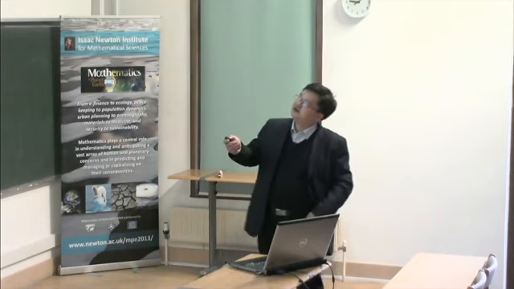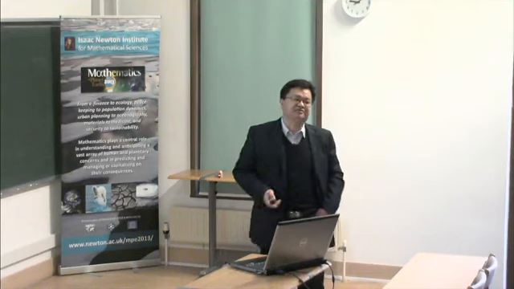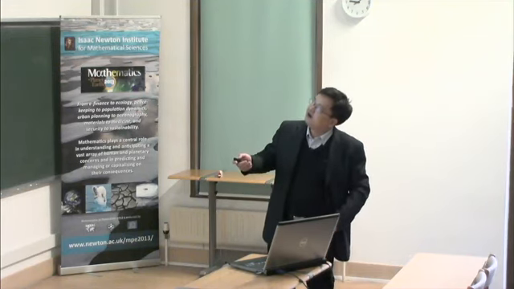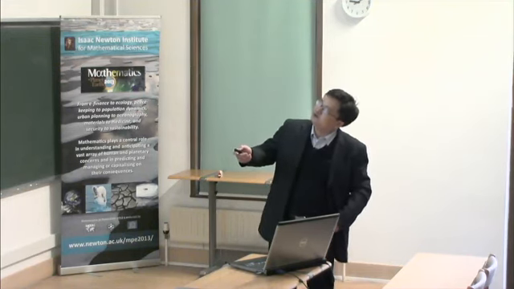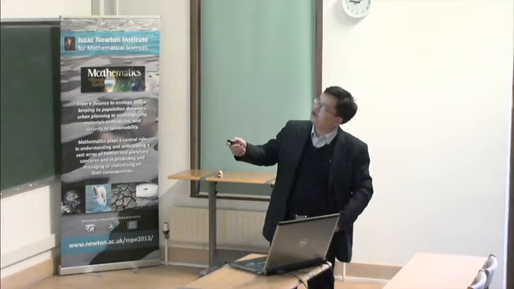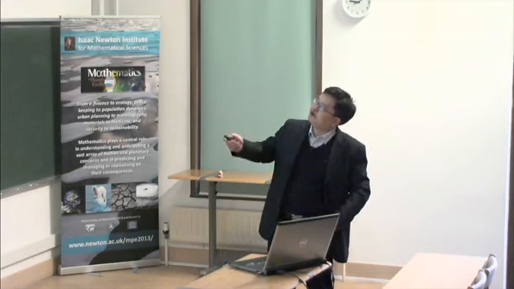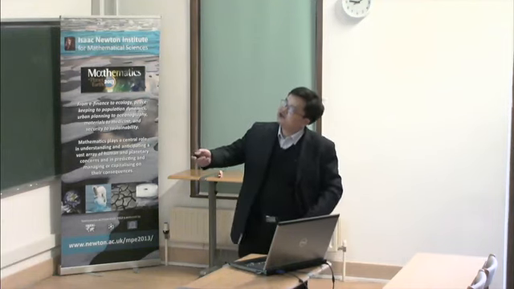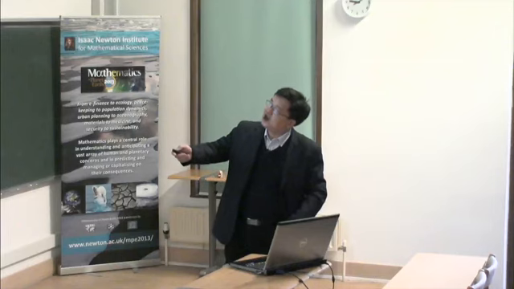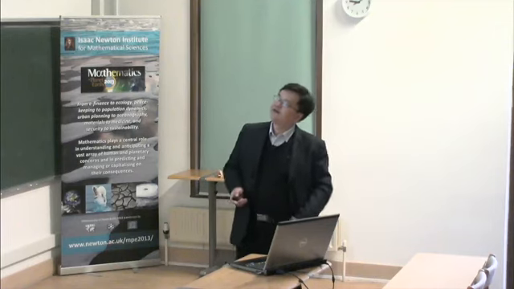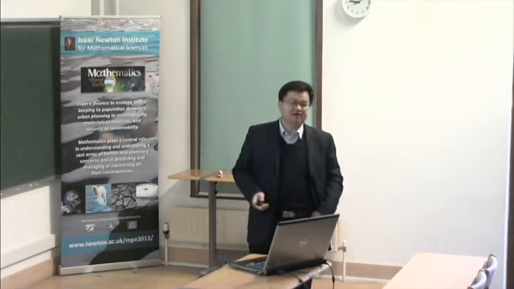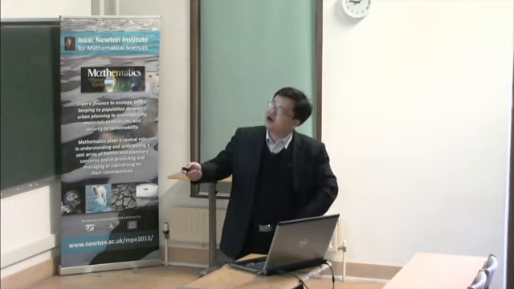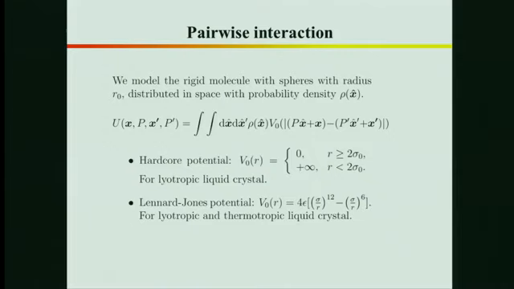So the important thing is the pairwise interaction. We model the rigid molecule with spheres of radius R0 distributed in space with a probability density function. So this is how the pair interaction is defined. The potential has two cases. In one case we use the hardcore potential, which is just the excluded volume.